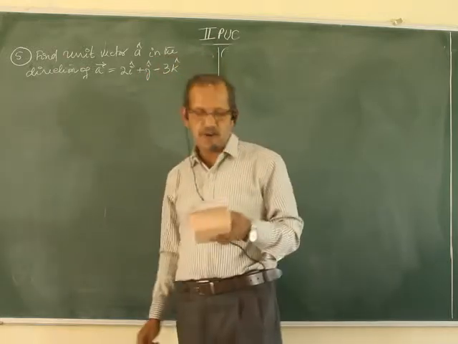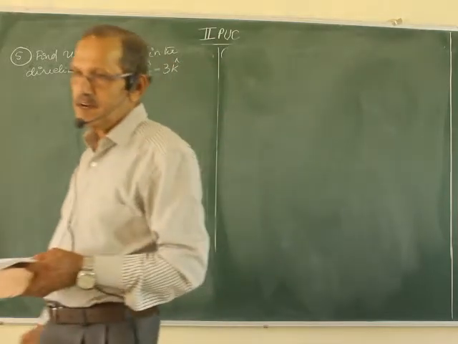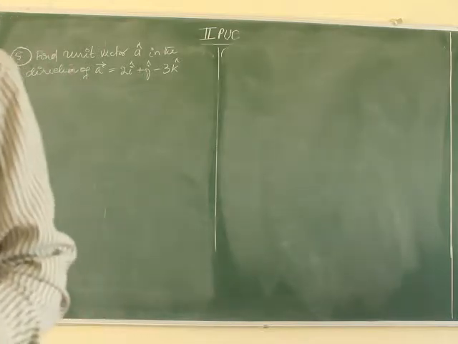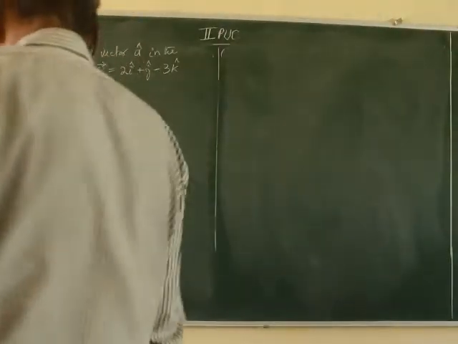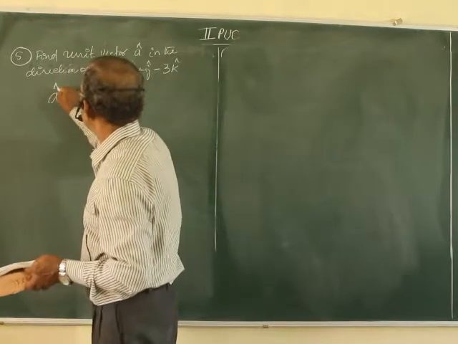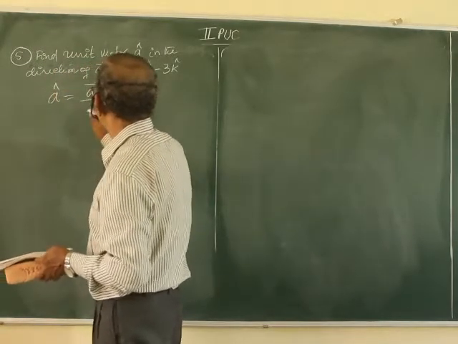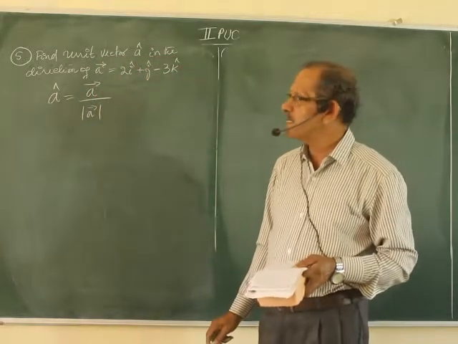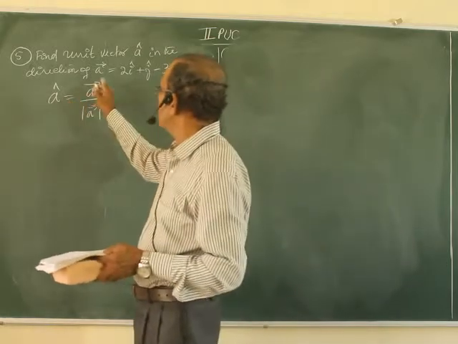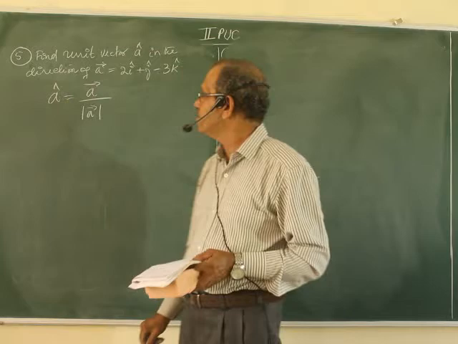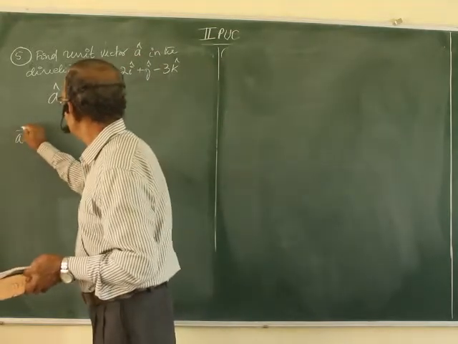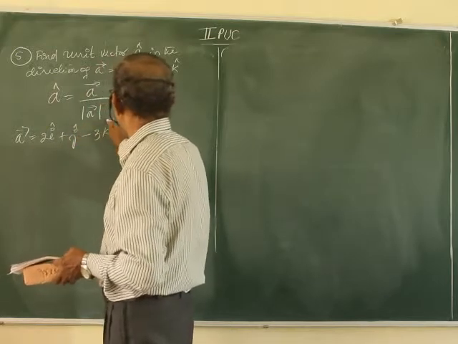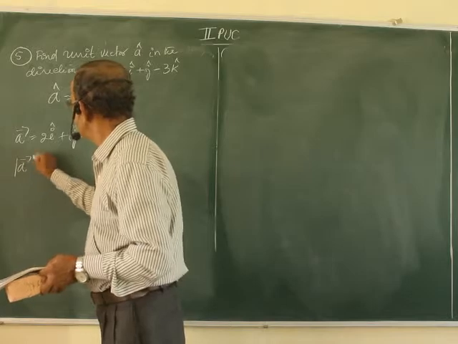Go back to the list of formulas once again. Tell me the formula to find unit vector. Unit vector is, let me write the formula first. A cap is obtained by the formula vector A divided by mod A. Correct, no? Unit vector is obtained by the formula A cap equal to vector A by mod A. A is given. A is 2i plus j minus 3k. First let me obtain mod A.